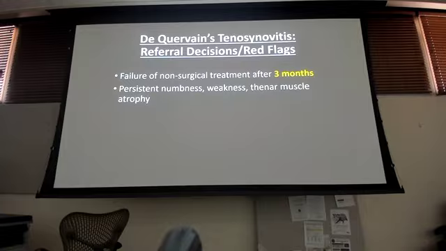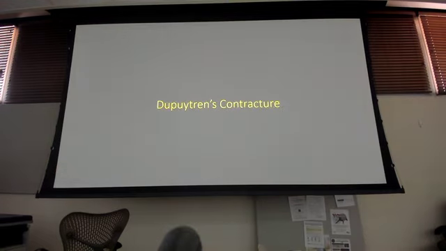So referral decisions: persistent numbness, weakness, intrinsic muscle atrophy. Okay, again, you get that atrophy, you know you got some compression going on. Okay, flushing. Feature on red too. Yeah. So all right. So this is a good breaking point. Let's take a break. We'll continue.